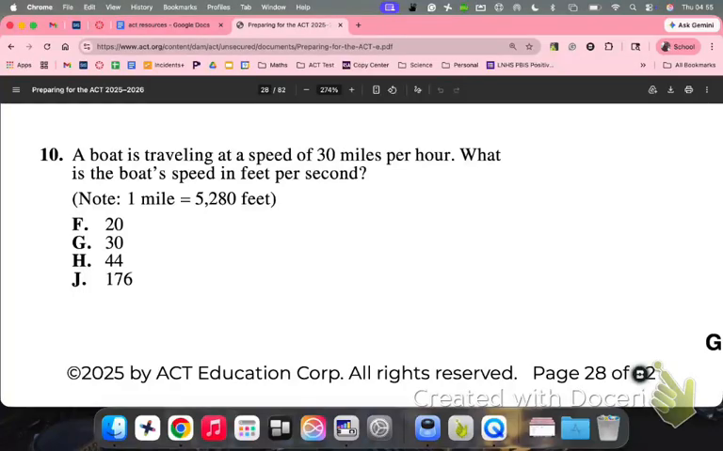A boat is traveling at a speed of 30 miles per hour. What is the boat's speed in feet per second? Note 1 mile equals 5,280 feet.